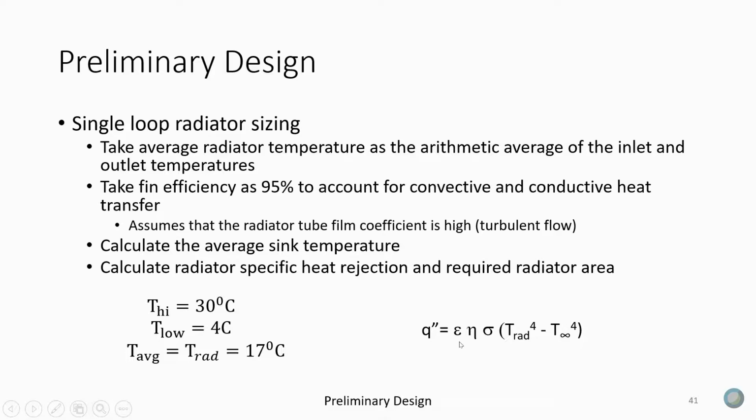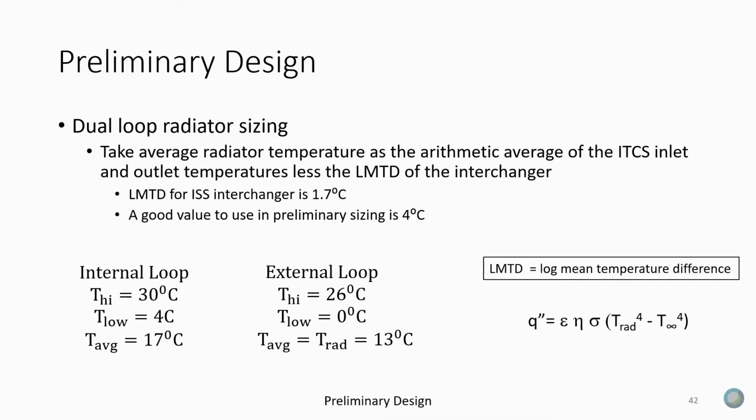And then it's fairly easy, once you know the average sink temperature, to calculate the specific heat rejection and the radiator area you need. It's all just fairly fundamental heat transfer, right? So your specific heat rejection has to do with your emissivity, fin efficiency, which we said is 0.95, Stefan-Boltzmann constant, radiator temperature, and sink temperature. So that's fairly easy. So again, going back to our 5 kilowatt example, once I've calculated my specific heat rejection, I can tell how much radiator area I need. And then I can look back to see if I've got enough on the body for body mounted radiators and make sure that everything is good.